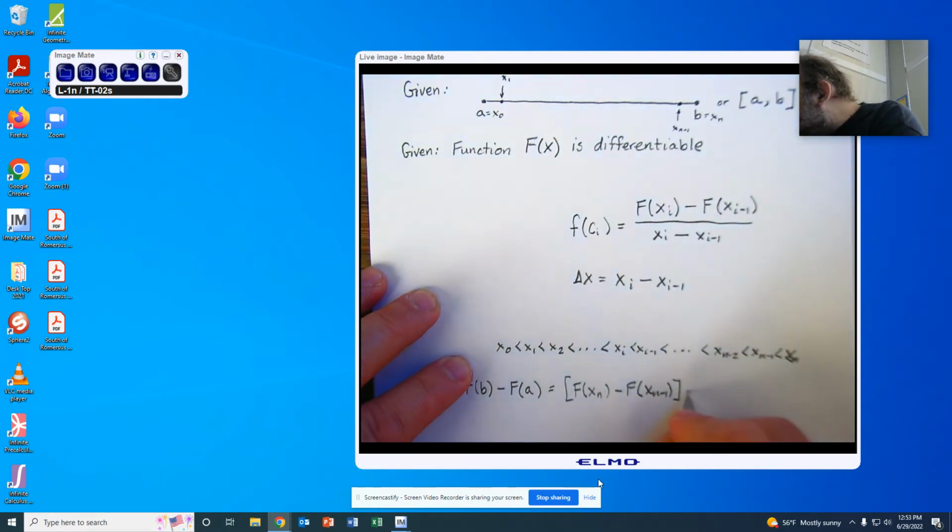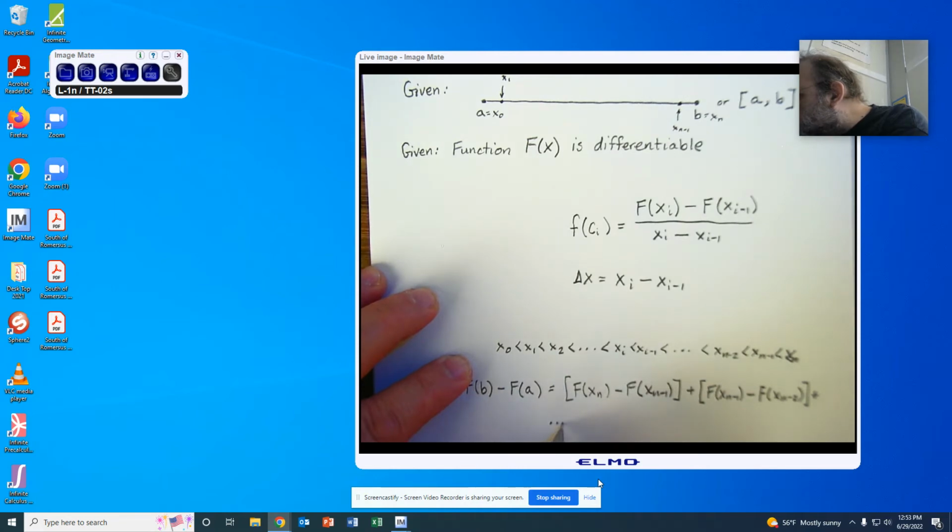And what we're creating is a telescoping series. Again, this is called a telescoping series. And it's a very special series because if you look at it carefully, what we're doing is we're canceling out all of the middle values. We're going to continue this all the way to the very end. Go f of x sub 2, f of x sub 1, f of x sub 1, f of x sub 0.